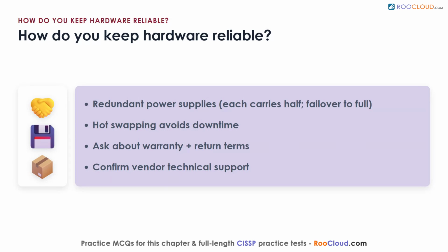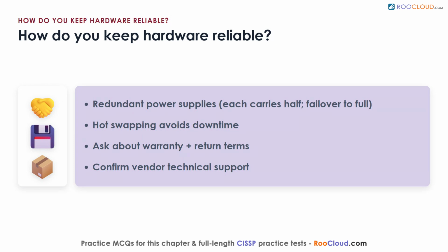How do you keep the physical hardware reliable? By planning for power, warranty, and support. Reliable power is foundational. So beyond surge protection and battery backup, consider redundant power supplies. A common design has two supplies, each carrying half the load. So if one fails, the other instantly shoulders the full demand, and some even allow hot swapping without downtime. Beyond power, always ask about warranty and return terms when you buy, so a failed device can be refunded or replaced. And confirm what technical support is available, since advanced gear may demand vendor expertise you do not have in-house. Think of buying a delivery van.